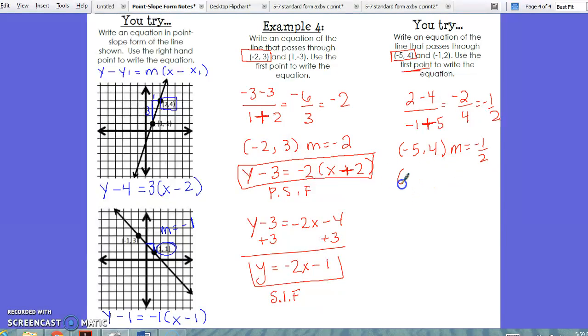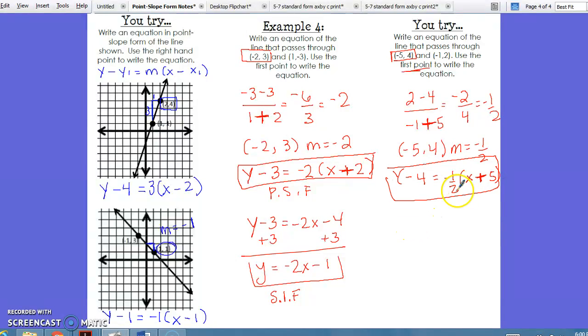Point slope formula, put it in the formula. We have, I don't know why I was doing parentheses, but I'm going to turn this into a y. Look at that fancy y. Y minus 4 is equal to negative 1/2 times x minus negative 5, which means we add this together, plus 5. Point slope form is done.